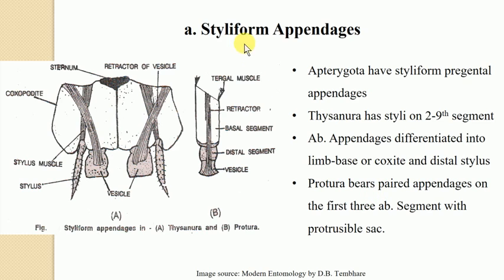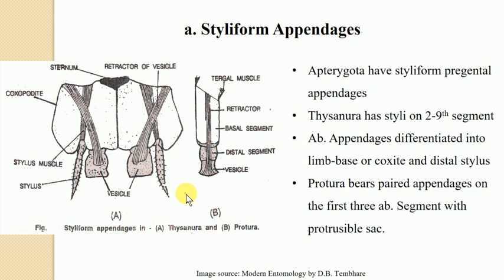So let's start with the first kind of abdominal appendages located on the pregenital segments, that is the styliform appendage. Now Pterygota commonly have styliform pregenital appendages. Thysanura have a style on the second to ninth abdominal segments, particularly in the family Machilidae. Machilidae are generally provided with styli present on segments 2 to 9, which look like this. So these are the styliform appendages found in pterygote insects.